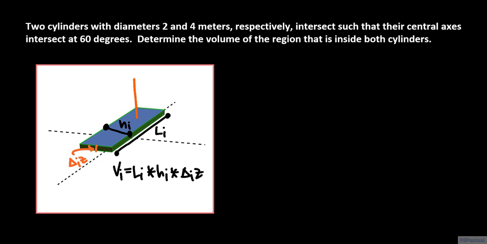We draw the z-axis so that it is perpendicular to the slicing planes. Since we have chosen to express the thickness in terms of z, we must also formulate L sub i and h sub i in terms of z. In order for us to be able to do this, we view the section from above the plane of the central axes and directly above their intersection.